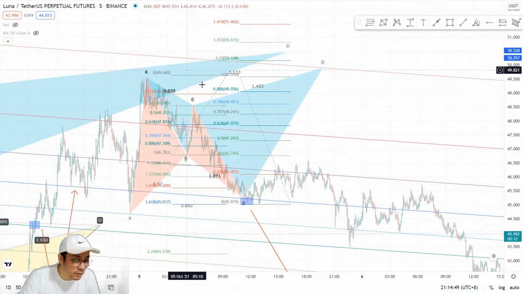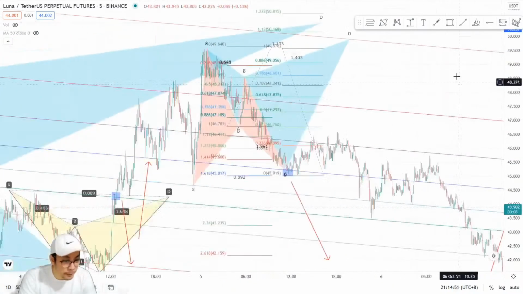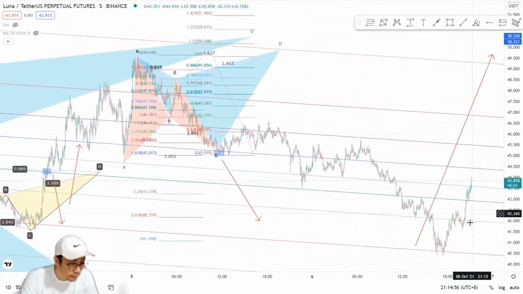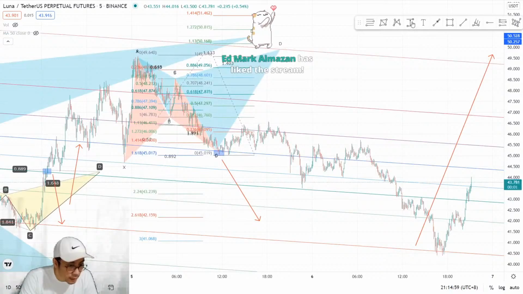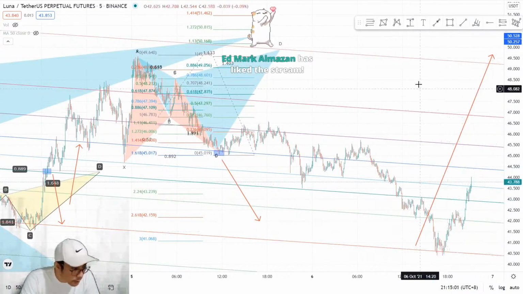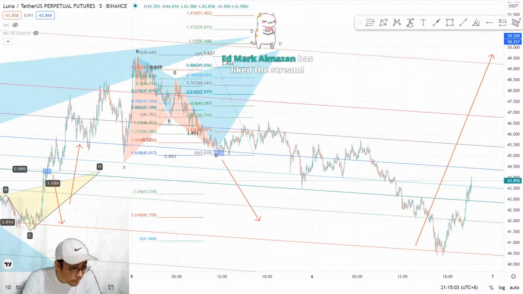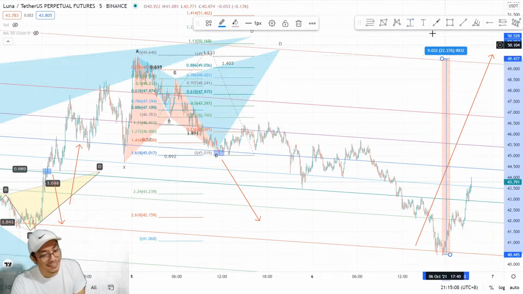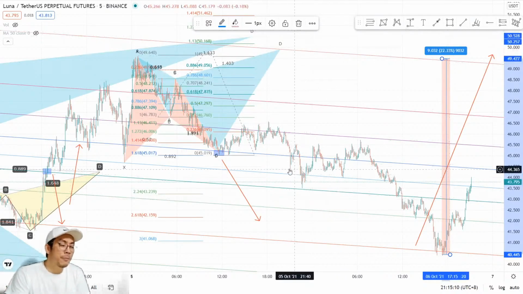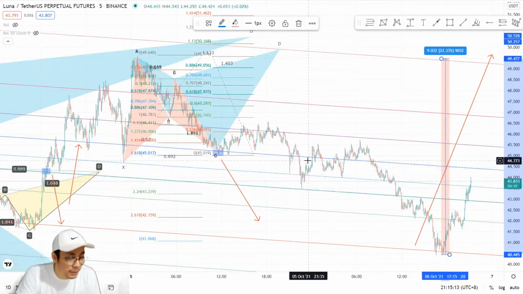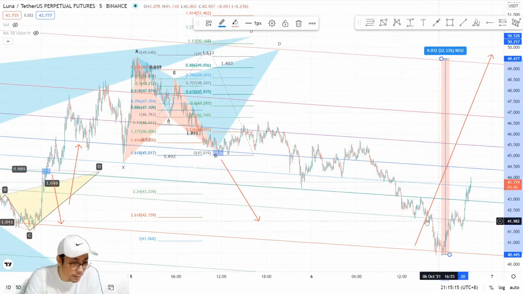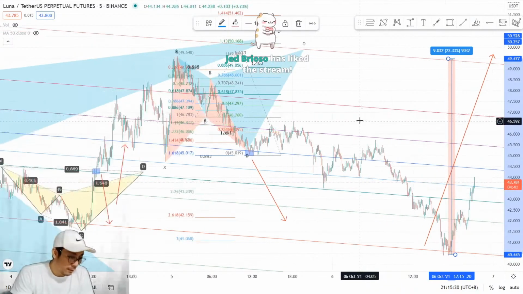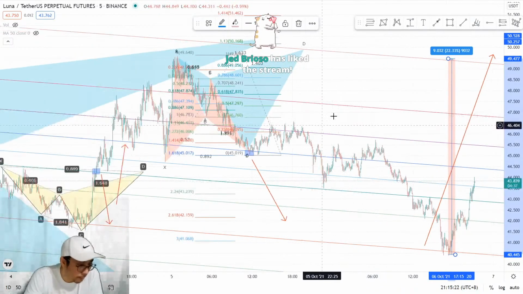It's almost completed, so we will not be surprised if it makes a deep reversal down to 40. If you measure this one, that's a total of 20%. That's why it's very important for you to set your cut loss. If you didn't set your cut loss, you would have been liquidated, all the funds in your wallet.